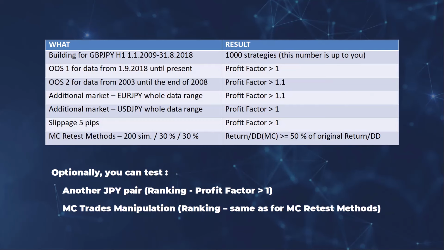Next, we will look at how the strategies behave on EURJPY and then on USDJPY. Then we will test for a 5 pip slippage, and last, Monte Carlo retest method test. Those of you who would like to can optionally add tests on other pairs like AUDJPY, for example, with a profit factor of at least 1, and also Monte Carlo trades manipulation test. But this is not necessary, it is up to you. So let's do that and switch to StrategyQuant.